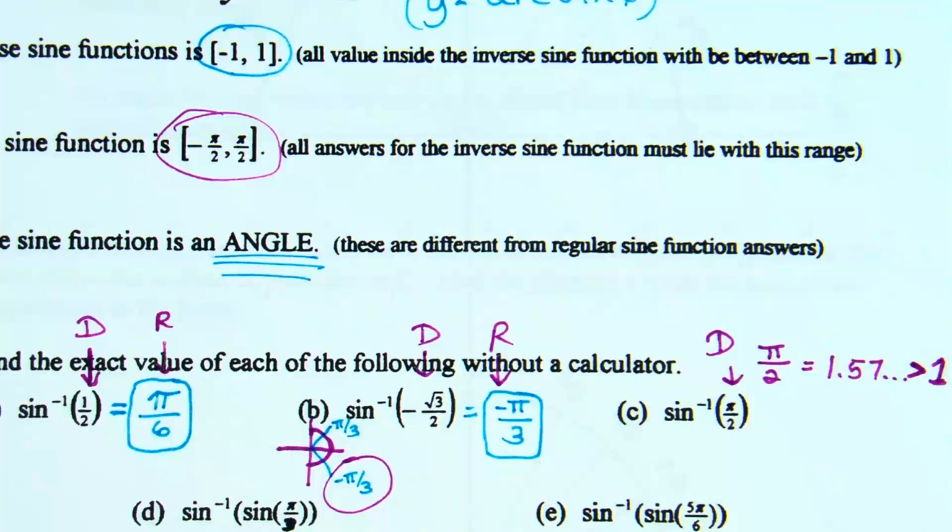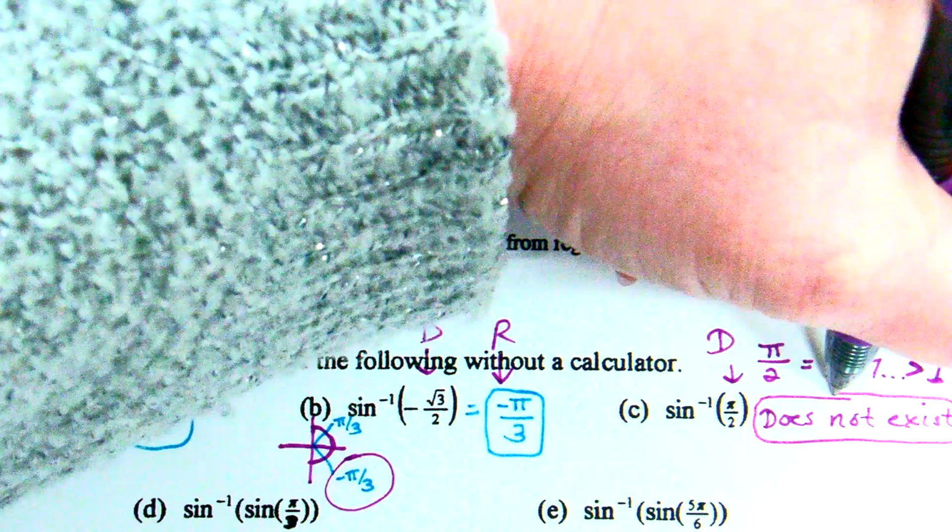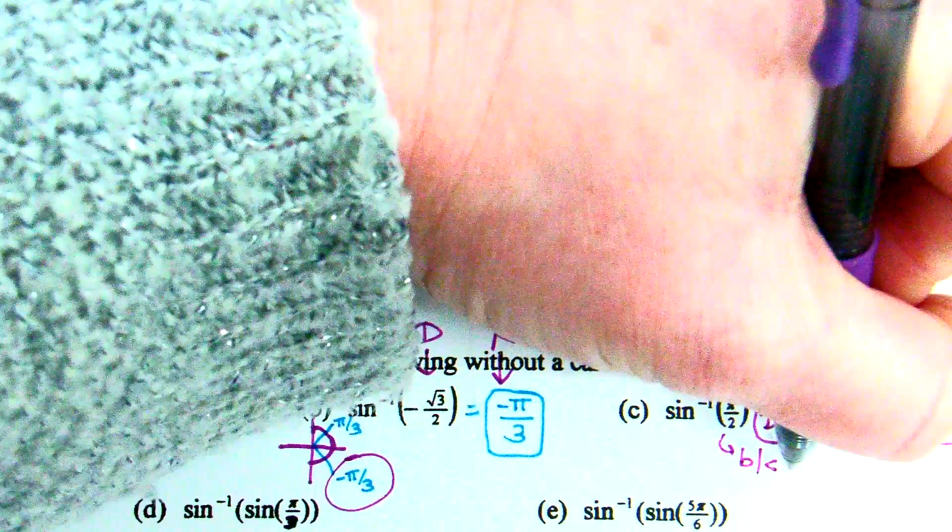So can I take the sine inverse of pi over 2? No, I cannot do this problem because that is not an appropriate domain. So the sine inverse of pi over 2 does not exist. And my reasoning? Because it's outside the domain.